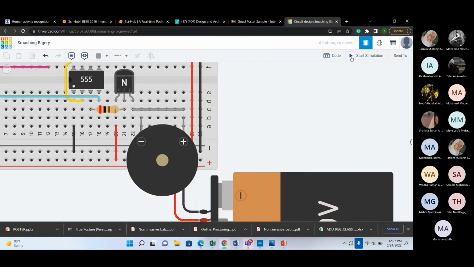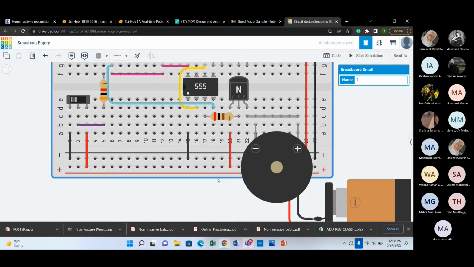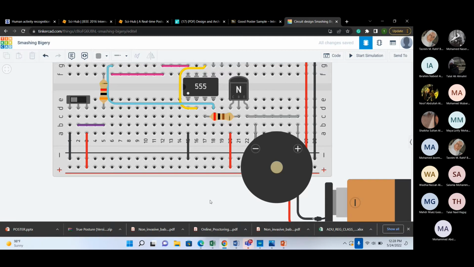Now, if you press start the simulation, as you can see, yes, now it's working. I can hear it. Okay. Thank you. You're most welcome. I think that most of you have actually missed the ground wire.